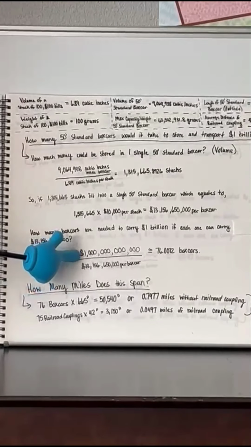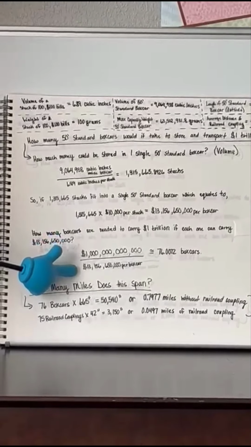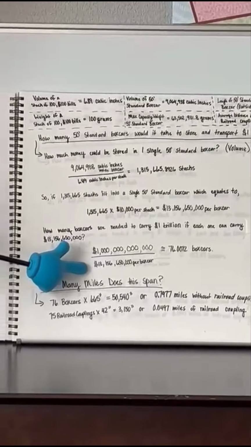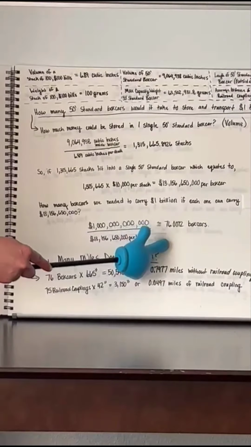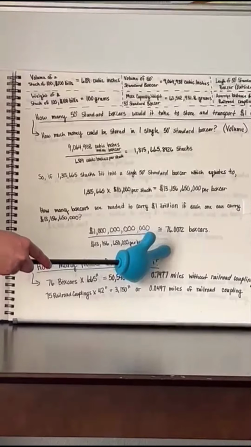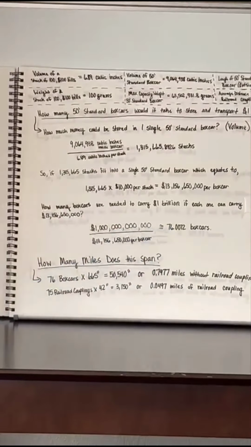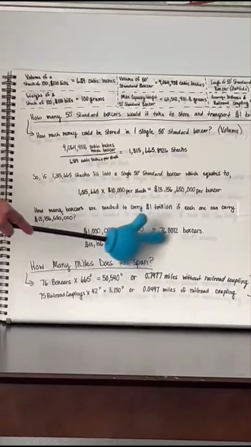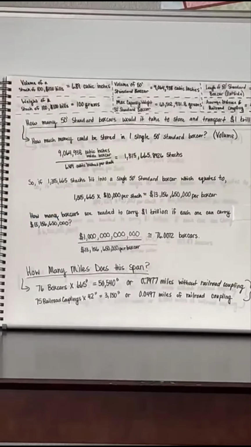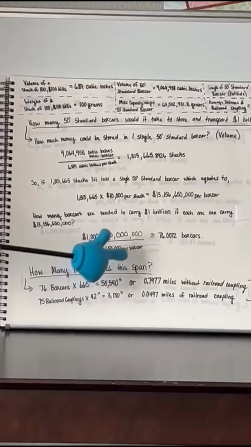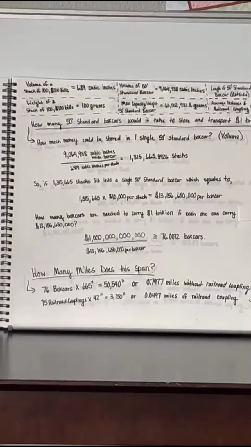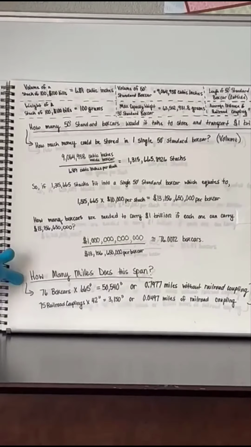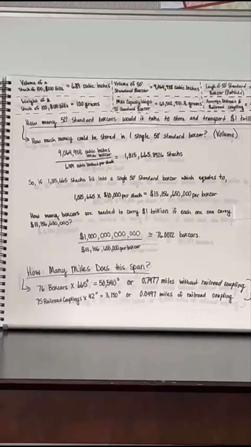So we're going to take $1 trillion and we're going to divide that by the amount of money that each boxcar can fit, giving us a total of 76.0072 boxcars. Okay, we're going to be a little bit generous here and we're going to round down, and just say that this would take up 76 boxcars, and then move on to our final question, which is how many miles does this span?